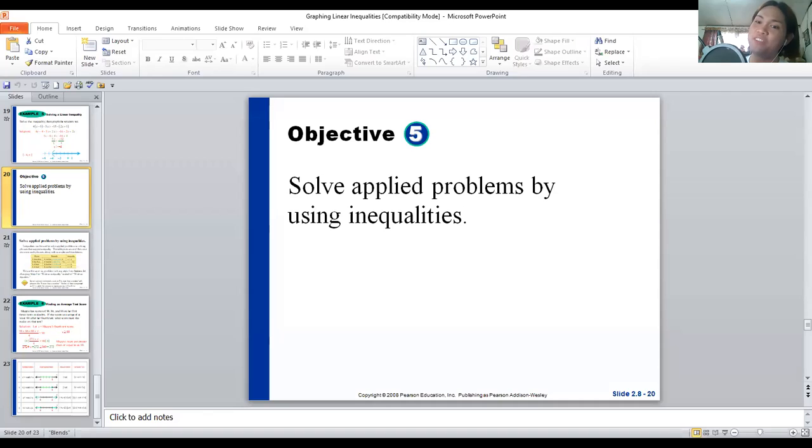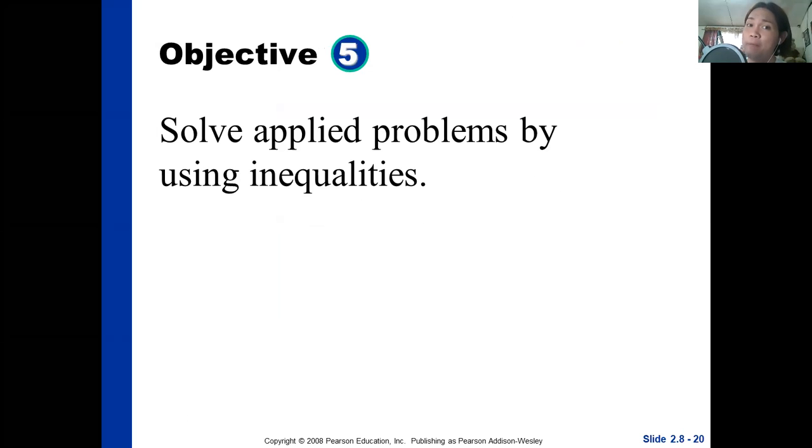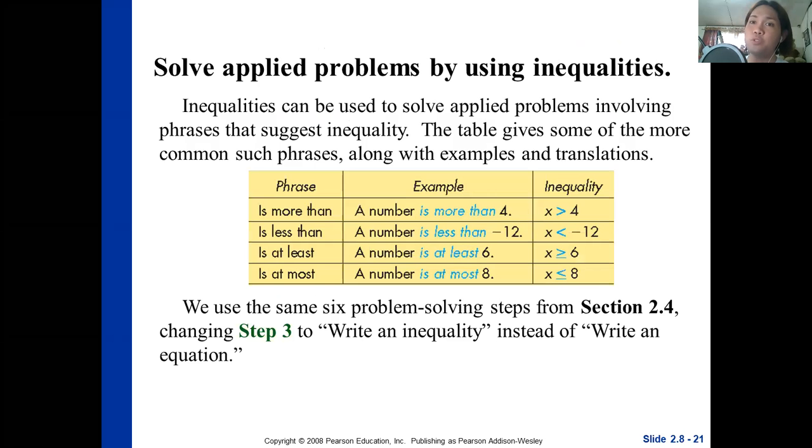So now we can start with our topic. Our main objective in this video discussion will be to solve applied problems by using inequalities. Inequalities can be used to solve applied problems involving phrases that suggest inequality. The table gives some of the more common such phrases along with examples and translations.